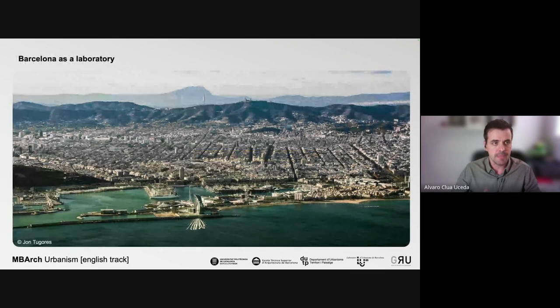Then let me introduce why urbanism and also why Barcelona. So first of all, Barcelona. We are in a very specific context. So what you are going to learn here is, of course, a very broad approach to urbanism, but very much focused on what we have in Barcelona.